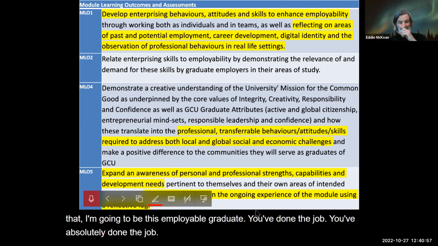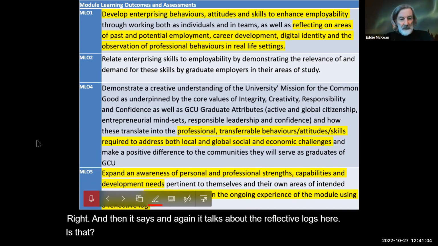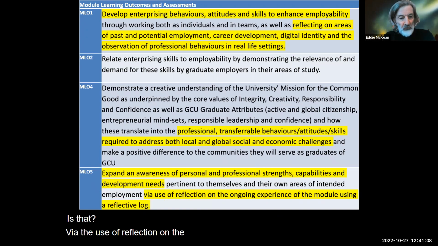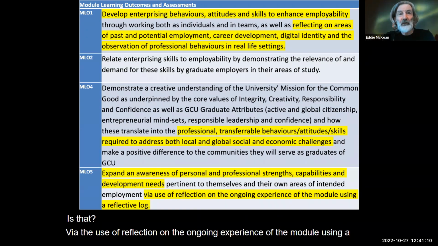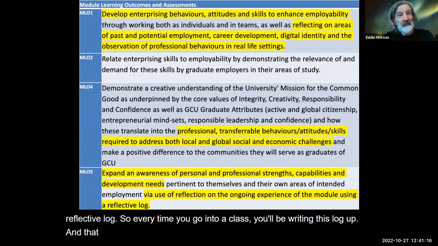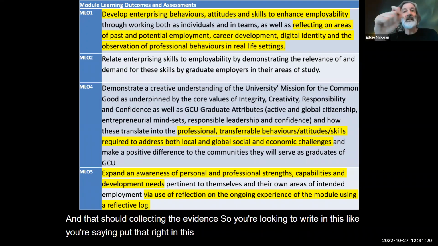Right. Then it talks about the reflective logs here: via the use of reflection on the ongoing experience of the module using a reflective log. So every time you go into a class, you'll be writing this log up, and that's you collecting the evidence. So what do you write in this log?